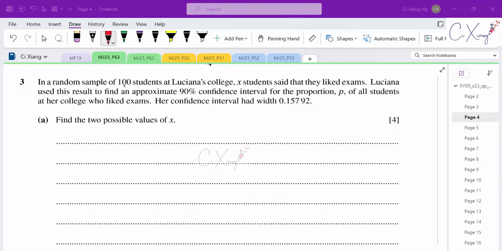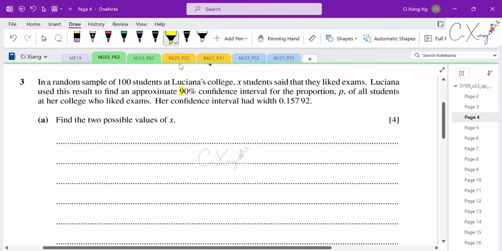Now question number 3. We have 100 students at Luciana's college. Their ex-students say that they like exams, so she wants to use the result to find an approximate 90% confidence interval. The 90% confidence interval is for the proportion P, not for the mean, for all students at her college who like exams. Her confidence interval had a width of 0.15792. Using all this information, they want us to find the two possible values of X.